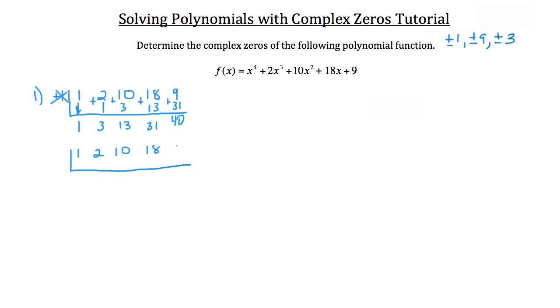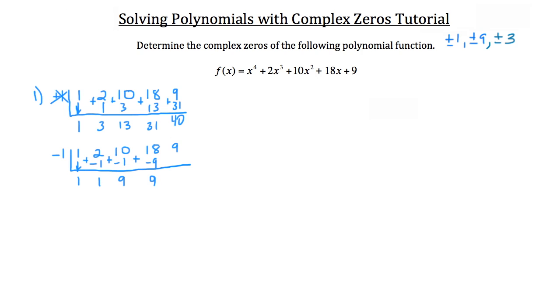And let's see if negative 1 works. So I'll bring our 1 down. 1 times negative 1 is negative 1. 2 plus negative 1 is 1. 1 times negative 1 again is negative 1. 10 plus a negative 1 is 9. 9 times negative 1 is negative 9. 18 plus a negative 9 is positive 9.